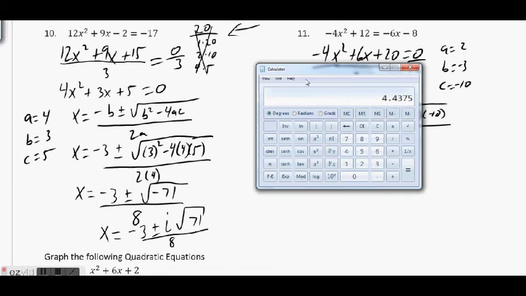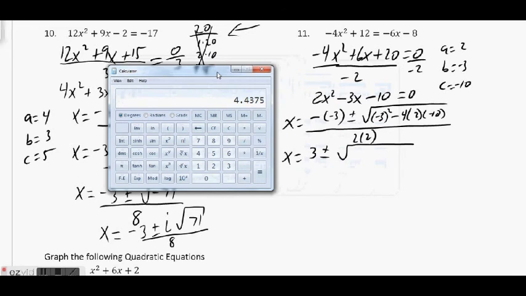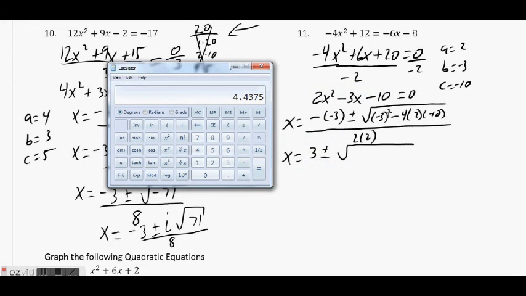-3 squared is +9. 4 times 2 is 8. 8 times -10 is -80. And I have this negative sitting out here in front. So -4 times 2 is -8. -8 times a -10 is +80.